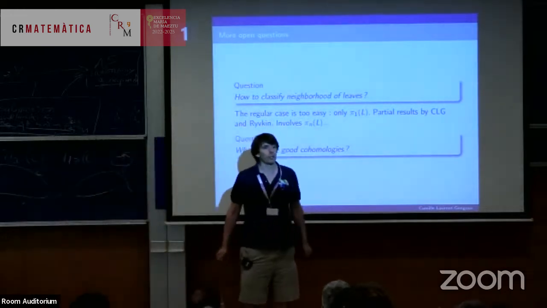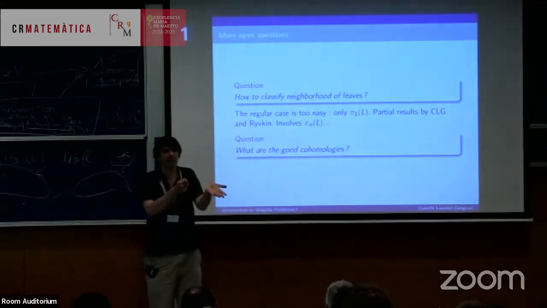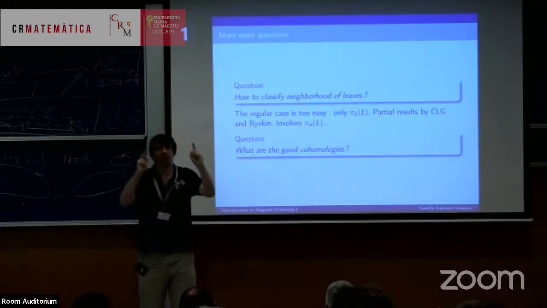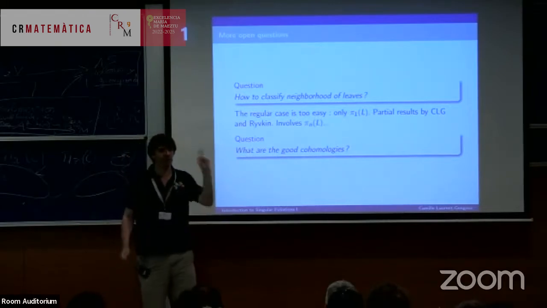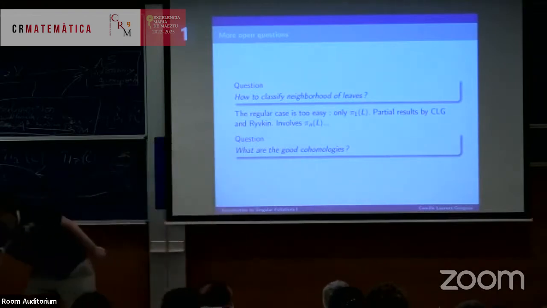On the general question, how do you classify neighborhoods of leaves, given that the leaf is transversal and whatever maps? Even for a circle, I know. A torus, I don't know. A sphere, I know. A torus, I don't know. Thank you.